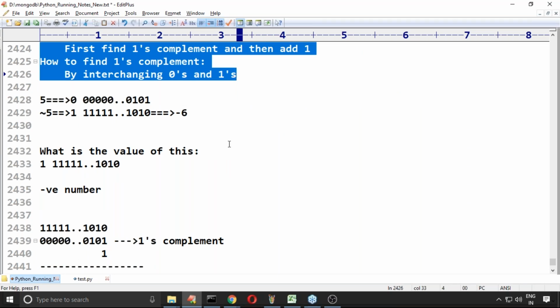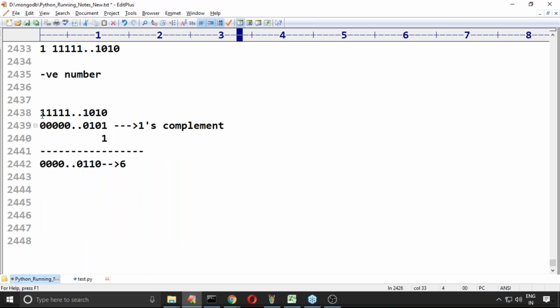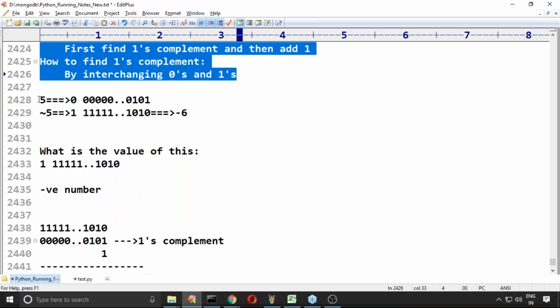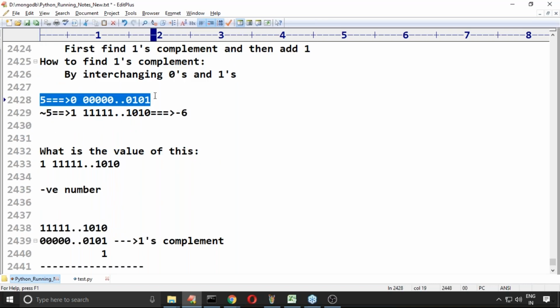Sir, here just observe, this is the 5 internal representation. Any doubt about this line? Please confirm. Here, 0 means positive number, that's why one bit is reserved for sign. Now the remaining bits represent the value directly. 101 means 5.